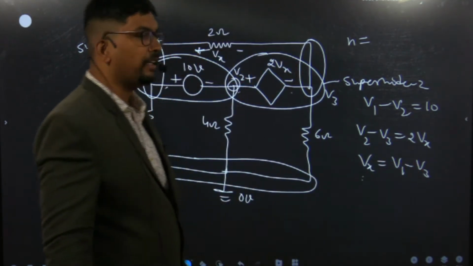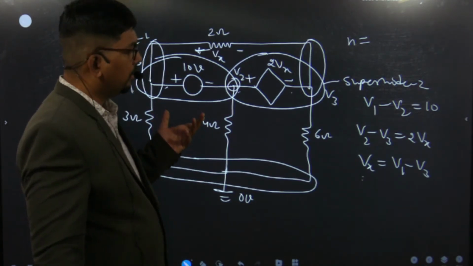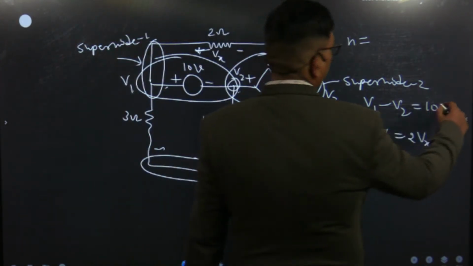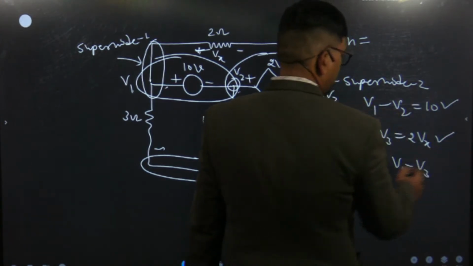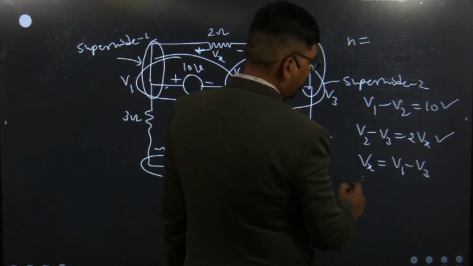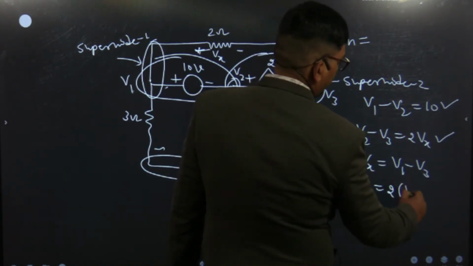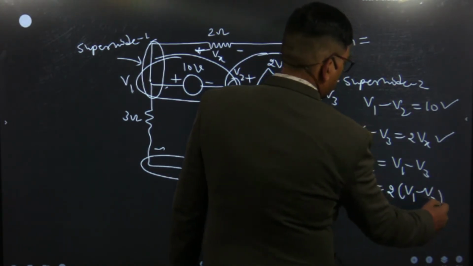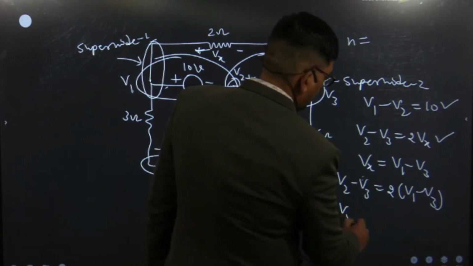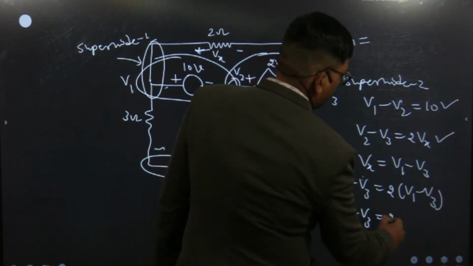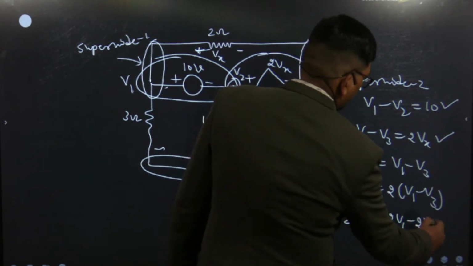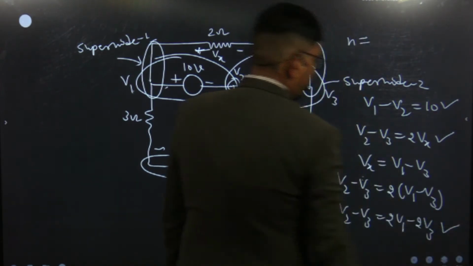Now, we know this is one equation and this is our second equation. We will put this Vx here. So what does the equation become? V2 minus V3 equals twice of V1 minus V3. So this equation becomes V2 minus V3 equals twice V1 minus twice V3. So this is our second equation.